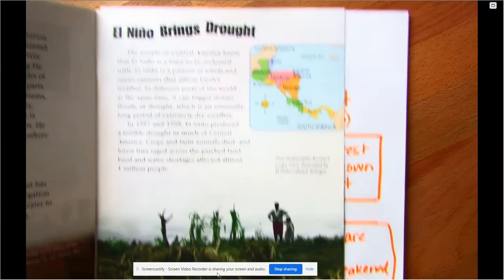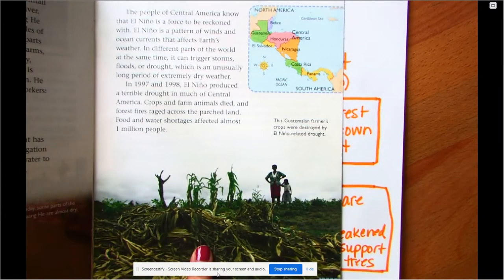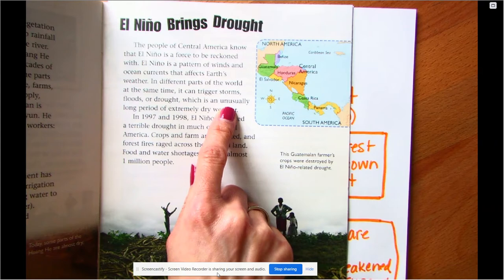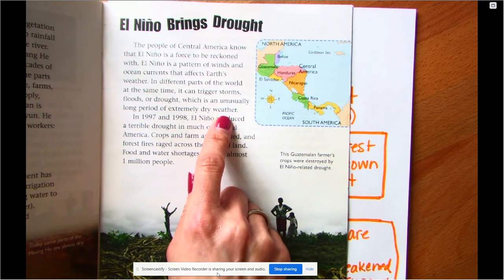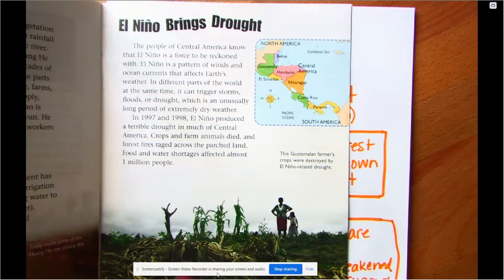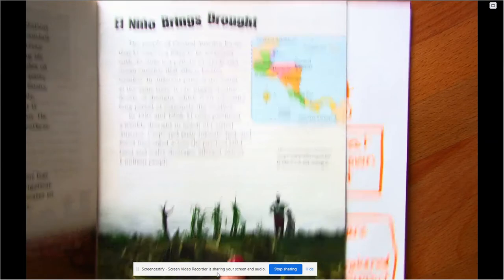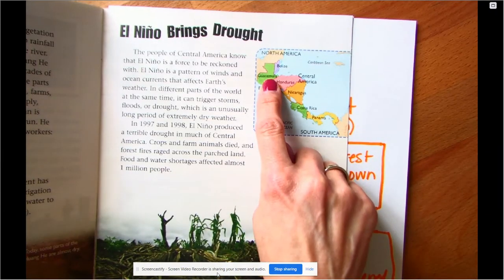Look at the picture here. It says this Guatemalan farmer's crops were destroyed by El Nino-related drought. And remember, a drought is an unusually long period of extremely dry weather. So you can see, right, without any water, these crops are not going to survive. This is in Guatemala. That's located right here.